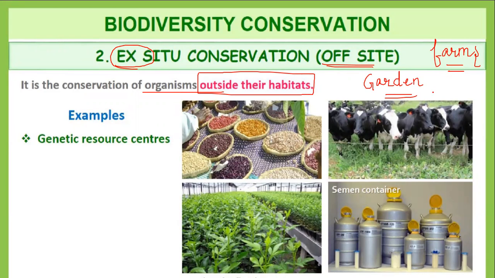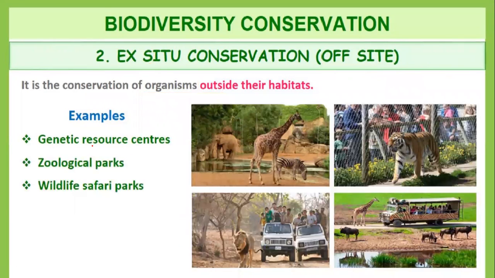We make them grow with the help of fodder, water, minerals, nutrients, all these things. So it's not under its natural habitat that it is growing. It is cultivated or grown under a man-made ecosystem. An example is the genetic resource center. For example, the genetic resource center, the zoological park, the wildlife sanctuary.